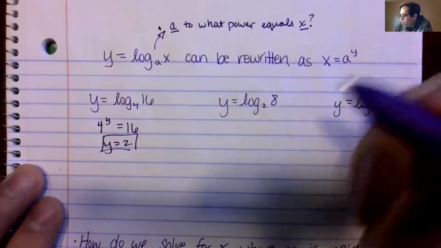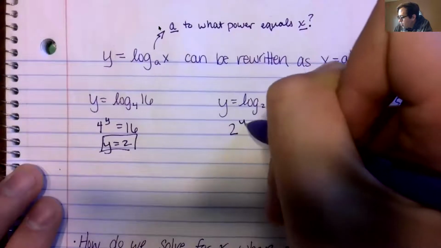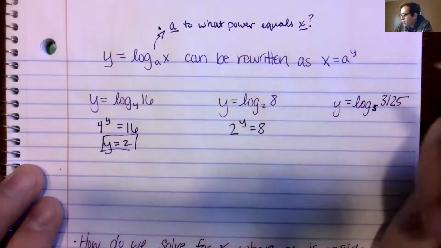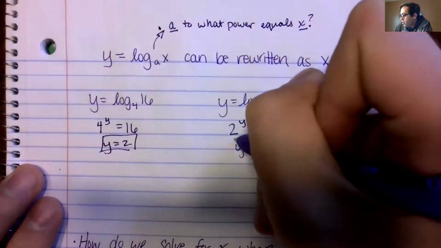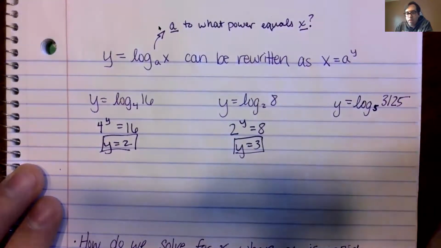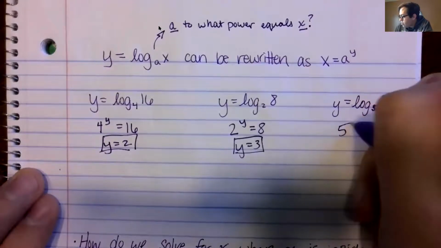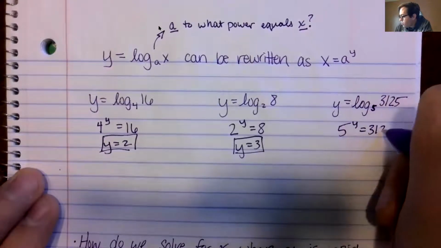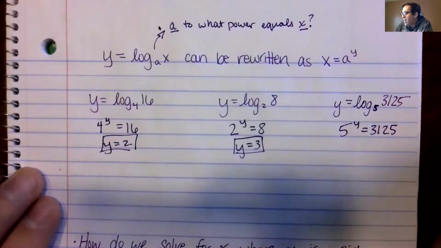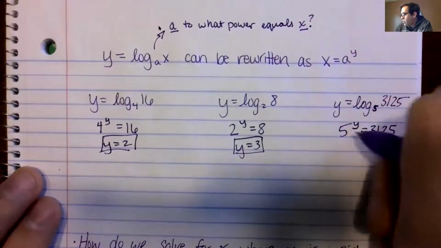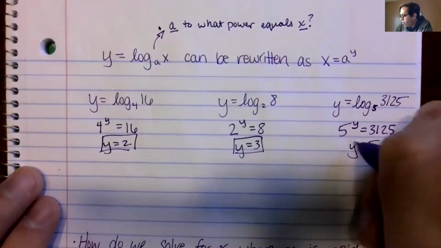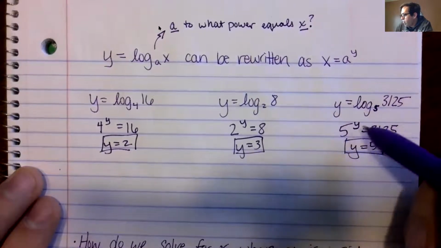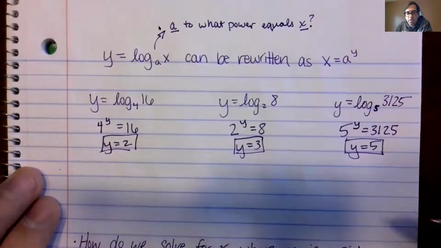If we try the second one, we say 2 to what power equals 8? And that should be a 3. And for the third one, we have 5 to what power equals 3,125. And I had to use my calculator for this one just to try a couple exponents, and the correct answer is 5. So we get 5 to the 5th power equals 3,125.